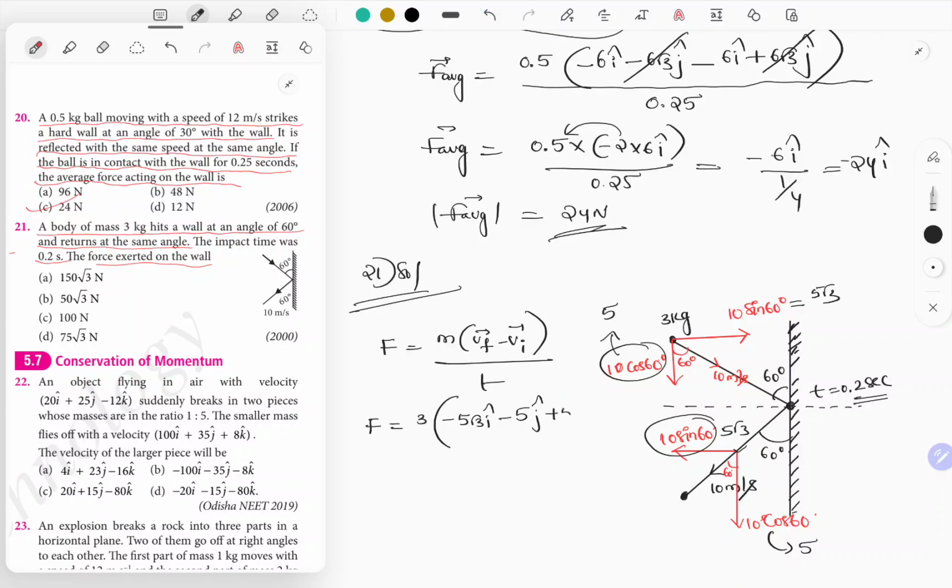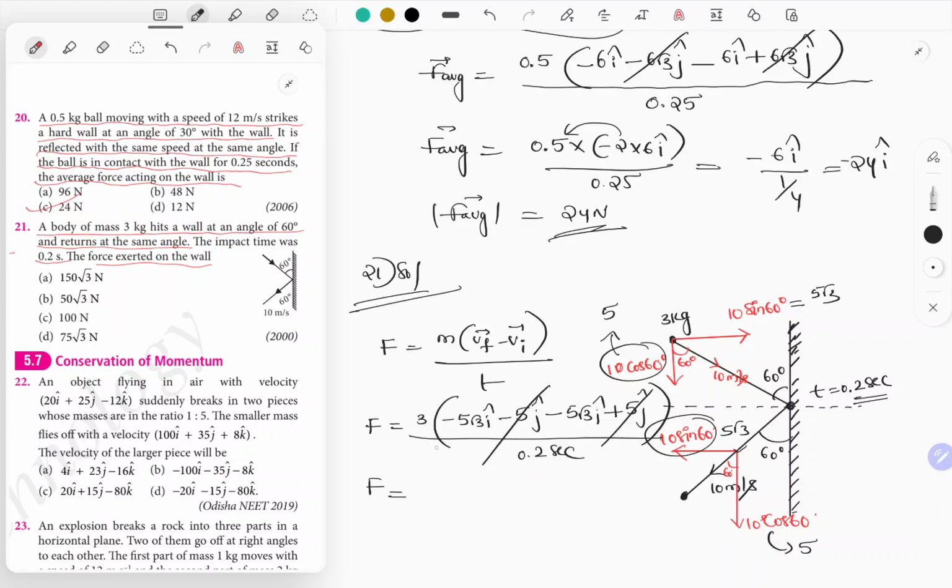Final velocity minus initial velocity, right? Minus 5 root 3 i cap, minus of minus, it is going to be plus 5 j cap. So plus 5 j cap minus 5 j cap will get cancelled out, divided by time. Time is 0.2 seconds, so 0.2 second can be written as 1 by 5.